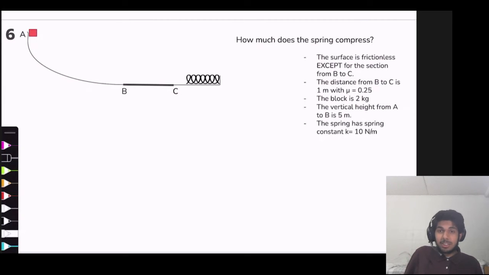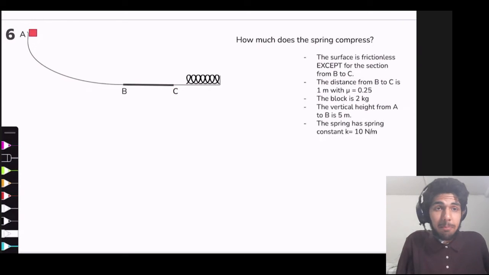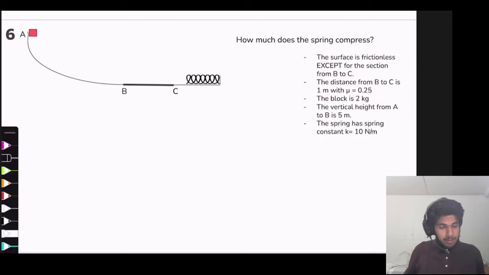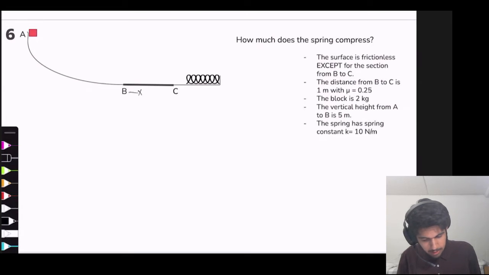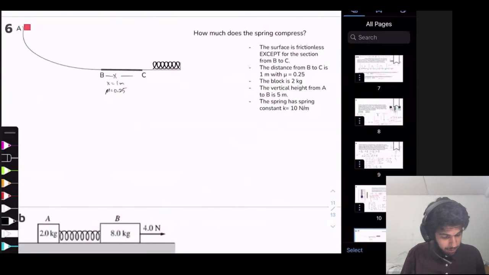when we consider non-conservative forces, from B to C there definitely will be a non-conservative force, but from A to B perhaps there won't be any, because there's no friction. Similarly, from C afterwards, there's no friction, so that's a good sign. The distance from B to C is 1 meter with mu equals 0.25. So I'll just call it x, x is equal to 1 meter, and mu is equal to 0.25. I'm just going to add a page because I feel like I will need it.